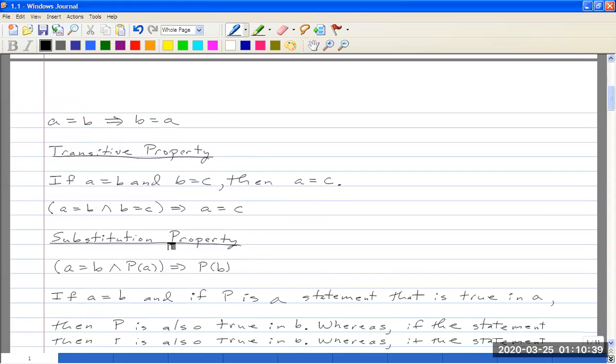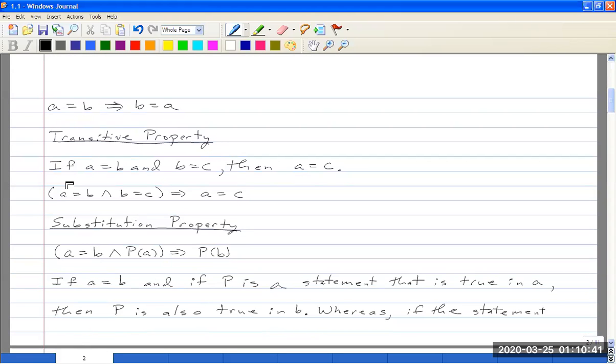The transitive property. If A is equal to B and B is equal to C, then A is equal to C. In symbols, A equaling B and B equaling C implies A equaling C.